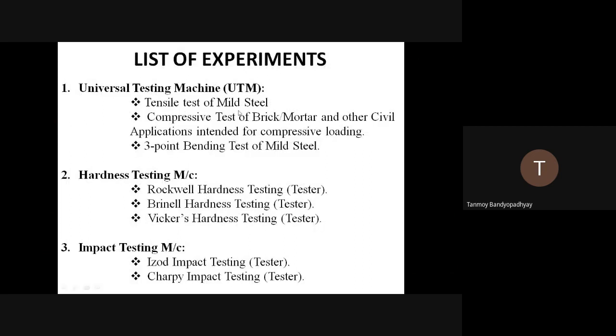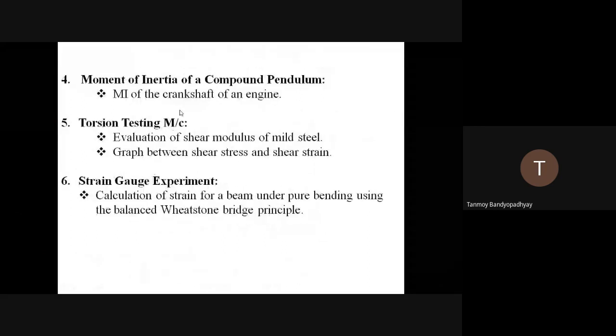So Young's modulus, if you want to find out the Young's modulus of say mild steel, you have to go to the universal testing machine, or you have to conduct a tensile test. And if you want to find out the shear modulus of the mild steel specimen, you have to go for the torsion testing of the mild steel specimen.